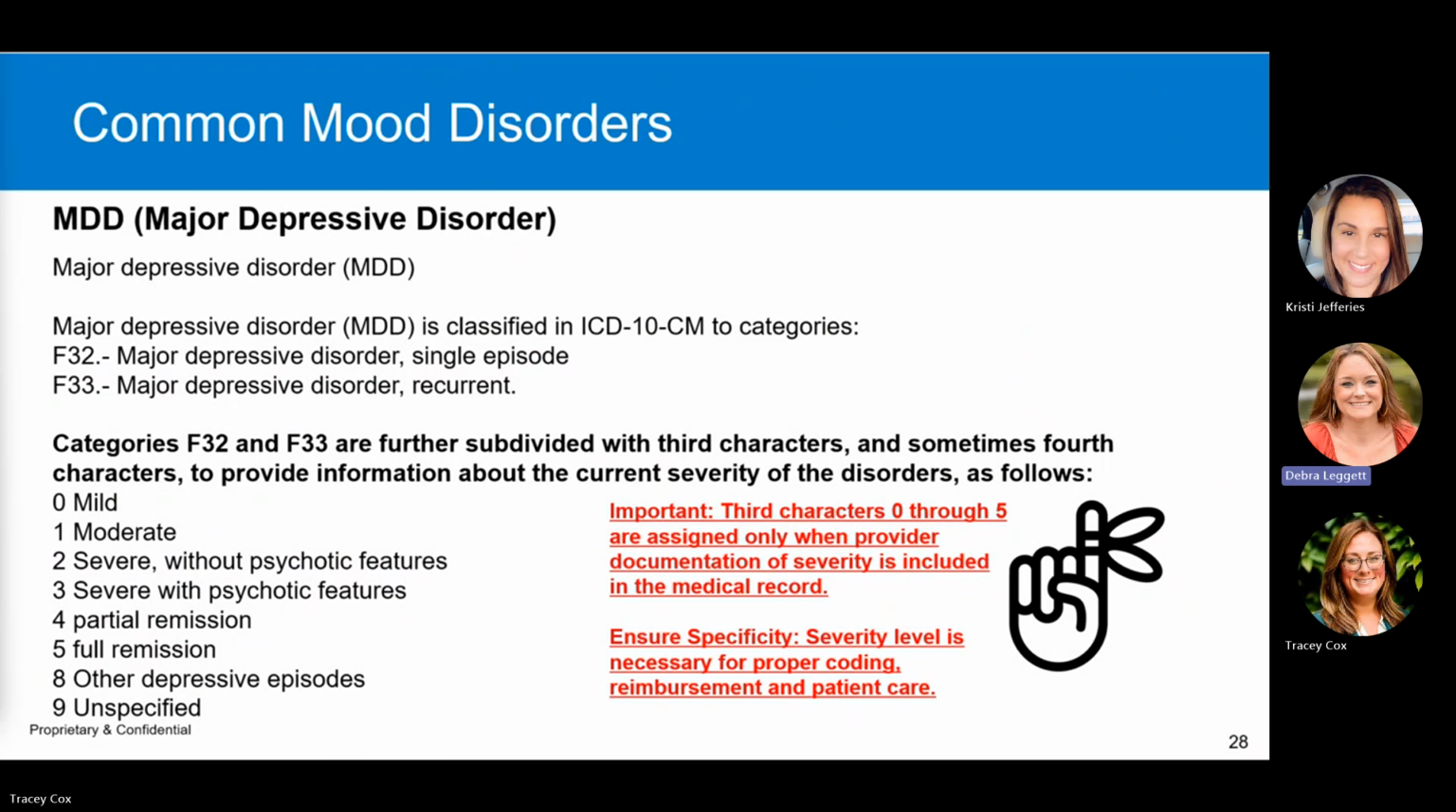And here's an important note. Third characters 0 through 5 are assigned only when the provider documentation of severity is included in the medical record. Remember, accurate and specific documentation not only helps with coding, but also contributes to better patient management and care continuity. So let's make it a practice to capture the severity level comprehensively.